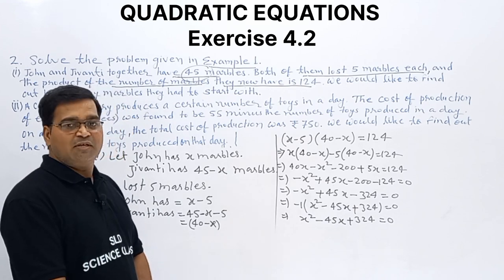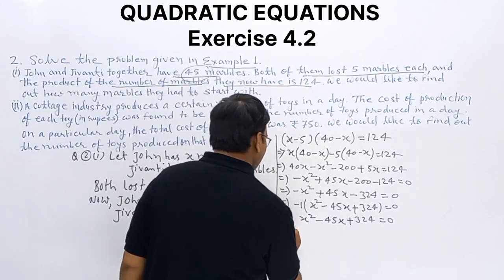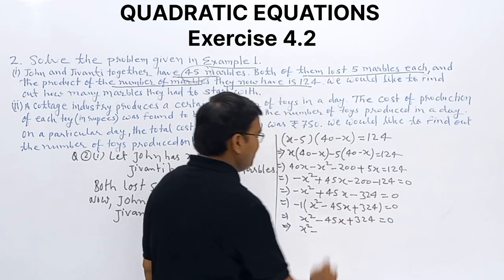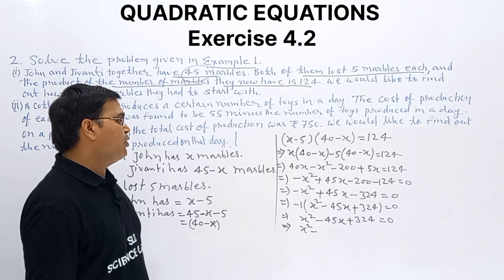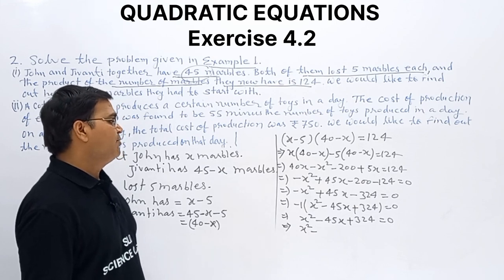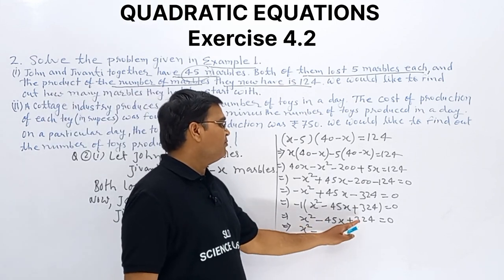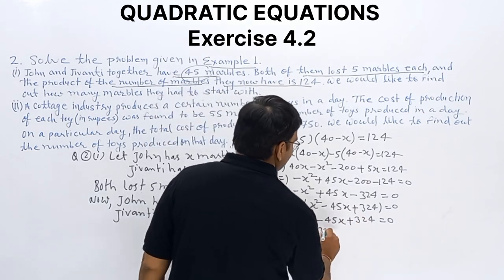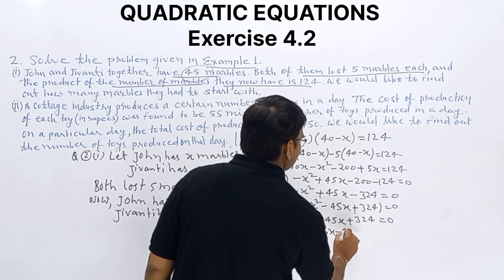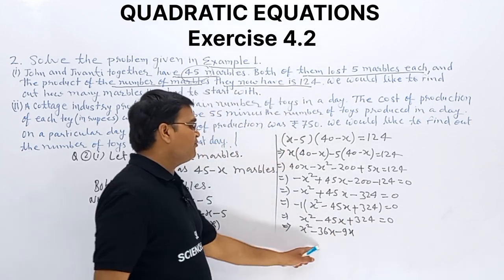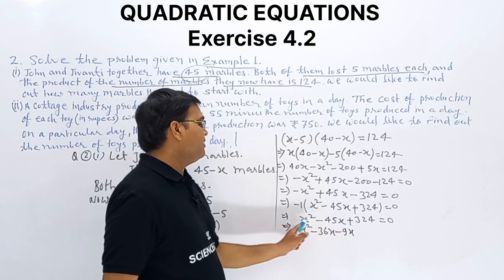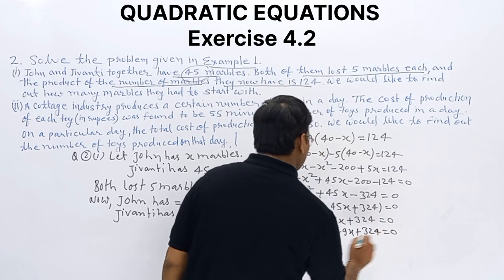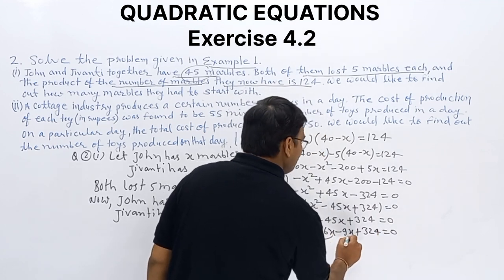This is a quadratic equation of one variable. We will factorize this one. X square minus 45x: the sum should be minus 45x and the product should be plus 324 x square. So we take 36x and 9x, the sum will be this one, and the product of both will be the product of the first and last term. Clear? Now take common in the first two and last two terms.